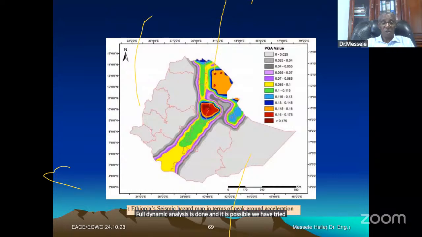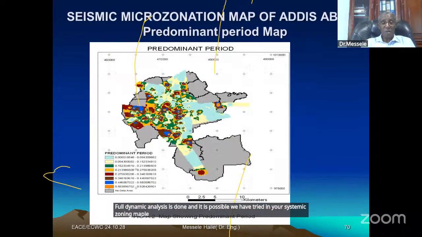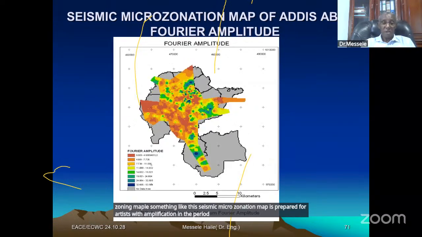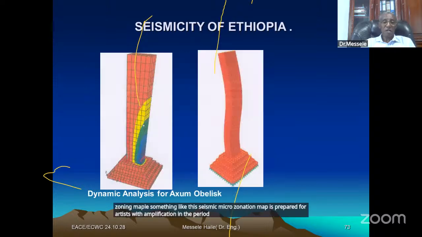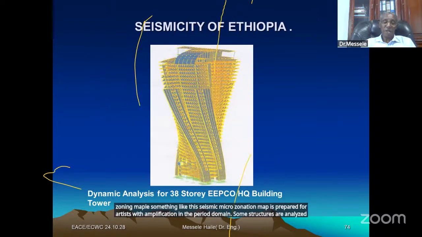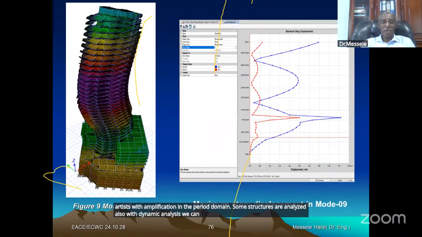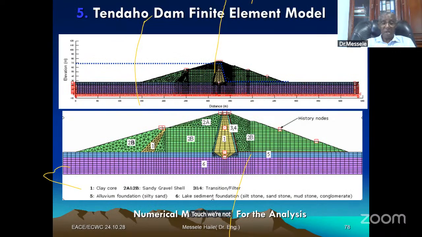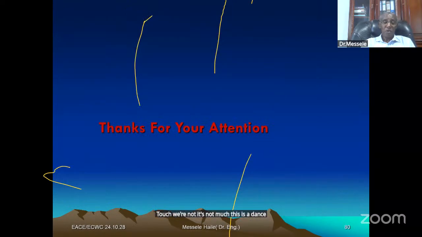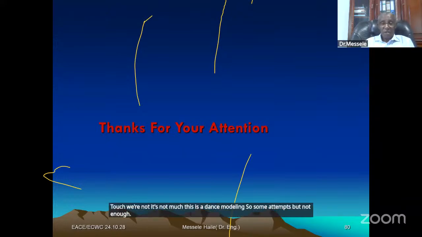Seismic zoning map looks something like this. A seismic microzonation map is prepared for Addis with amplification and period domain. Some structures are analyzed also with dynamic analysis. We can touch it. It's not much. This is the dams modeling. Some attempts, but not enough. I think together we can do much.